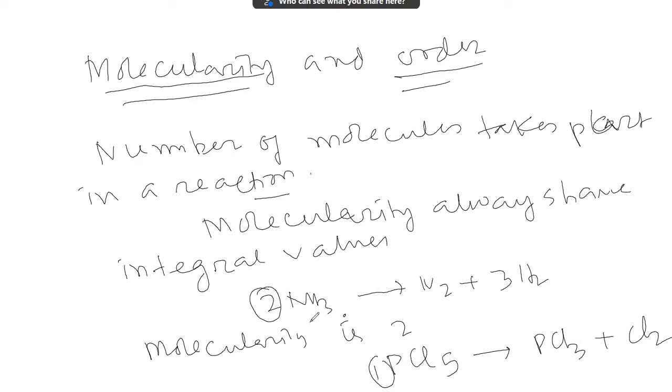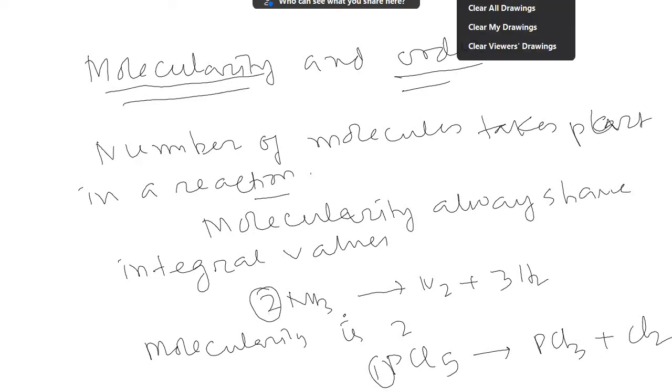So molecularity in the overall reaction is the total number of molecules which take part in the reaction, that is, reactant molecules. It gives the molecularity of the reaction. It is a theoretical concept. Looking at the reaction, I can say what will be the molecularity of the reaction. But order is something different.